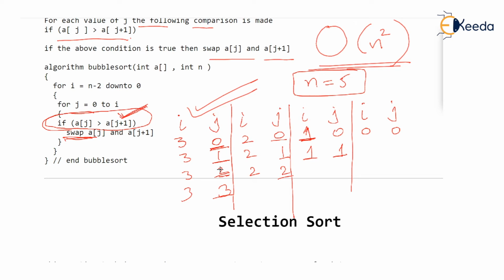Just tell me one thing, is it compulsory that you always swap whenever you compare? Just think over it. If you compare two things, will you always swap them? No, it depends, isn't it? It depends on the comparison. If a[j] is greater than a[j+1] is true, only then you will swap, otherwise you won't. That means how can you count the number of swaps?